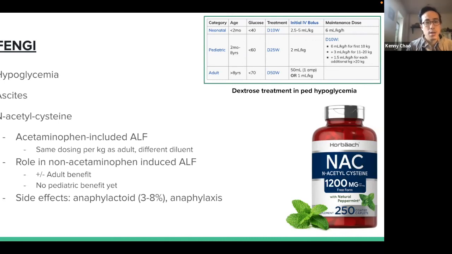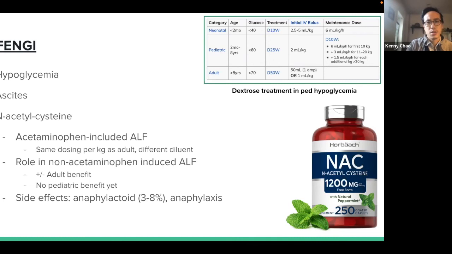And then NAC. So we're all familiar with NAC, especially for acetaminophen-induced acute liver failure. Sorry, the dosing is the same per kg as it is for adults. The same for peds. You just have to change the diluent around. There are protocols on that you can look up.